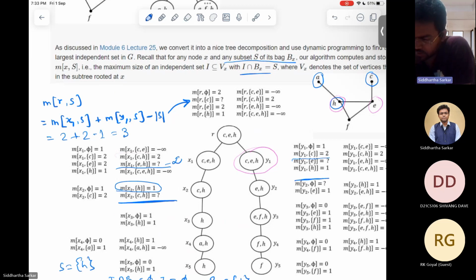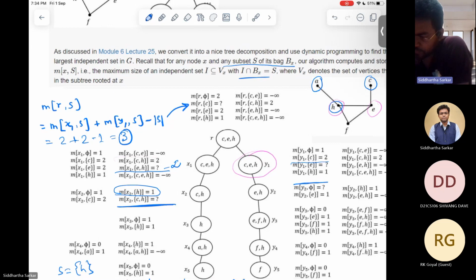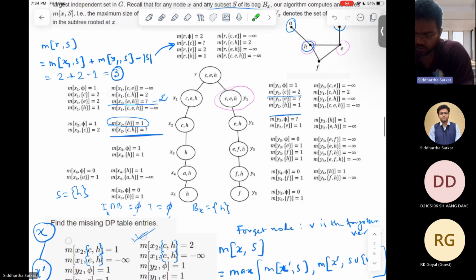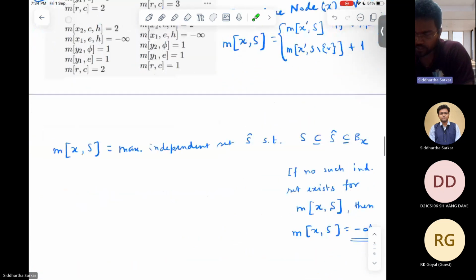we have seen that there is an independent set of size 3. Finally, we can see that even in the original graph, there should be an independent set. Yes, A, F, and C is an independent set. This is having size 3. 3 vertices are independent of each other. Fine. So this is a long question. I think there would be some questions of this sort in the present assignment.